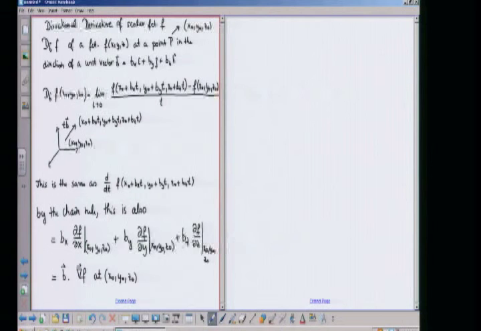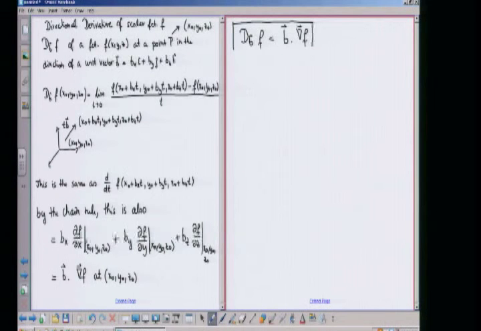And this is, of course, much easier to handle, because everybody can find the gradient of f and take the dot product with a vector b. So this allows you to avoid the limit definition for the directional derivative. The upshot is that we can write a formula for our directional derivative as b dot gradient of f. This is the formula of practical use that you can employ every time you have to calculate a directional derivative. Keep in mind that this vector b is actually a unit vector.